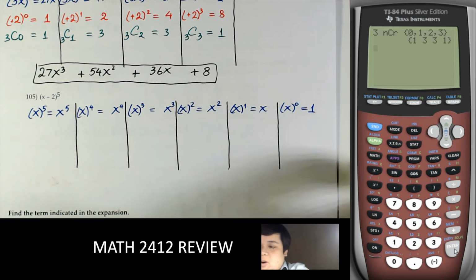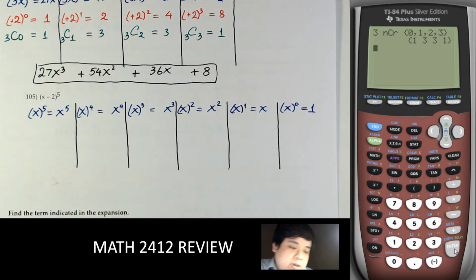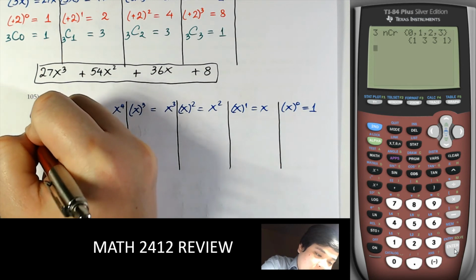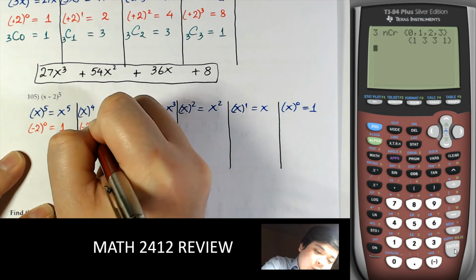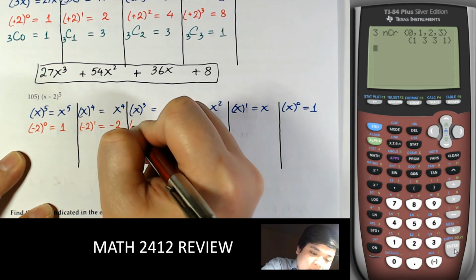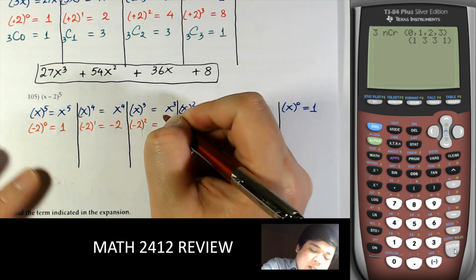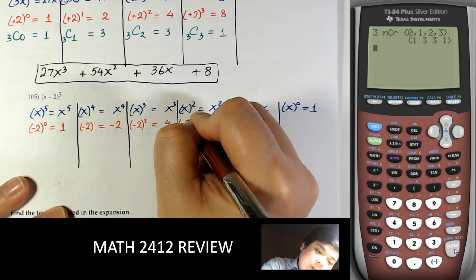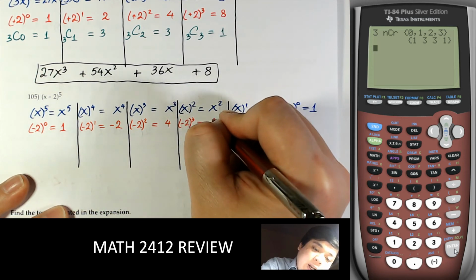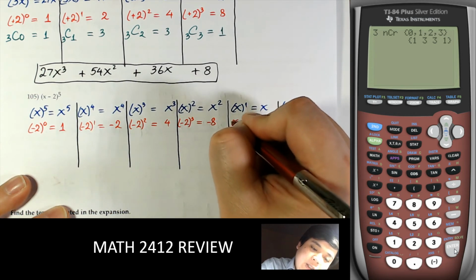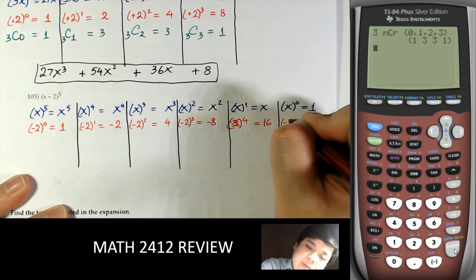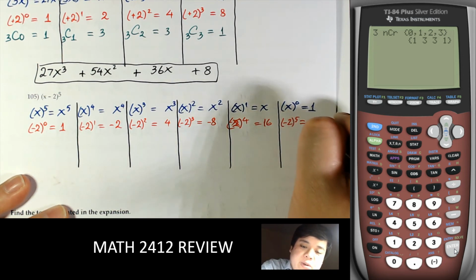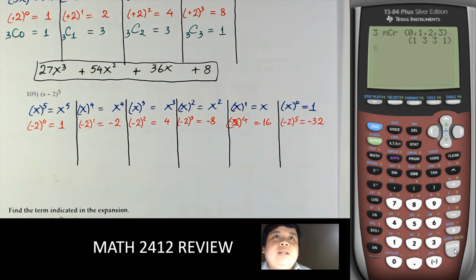So that's what we have. The first term, the second term is -2, and this is increasing power from 0. 0 power is 1. To the first power is itself. Second, 4, -8, -2 to the fourth is 16, -2 to the fifth, -32. So the first term is raised to decreasing power from n.